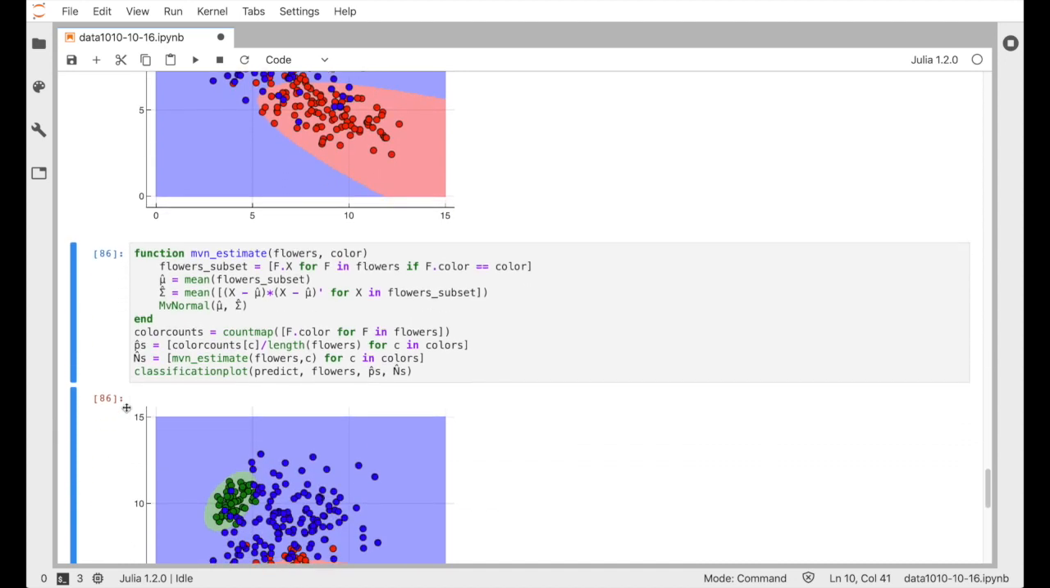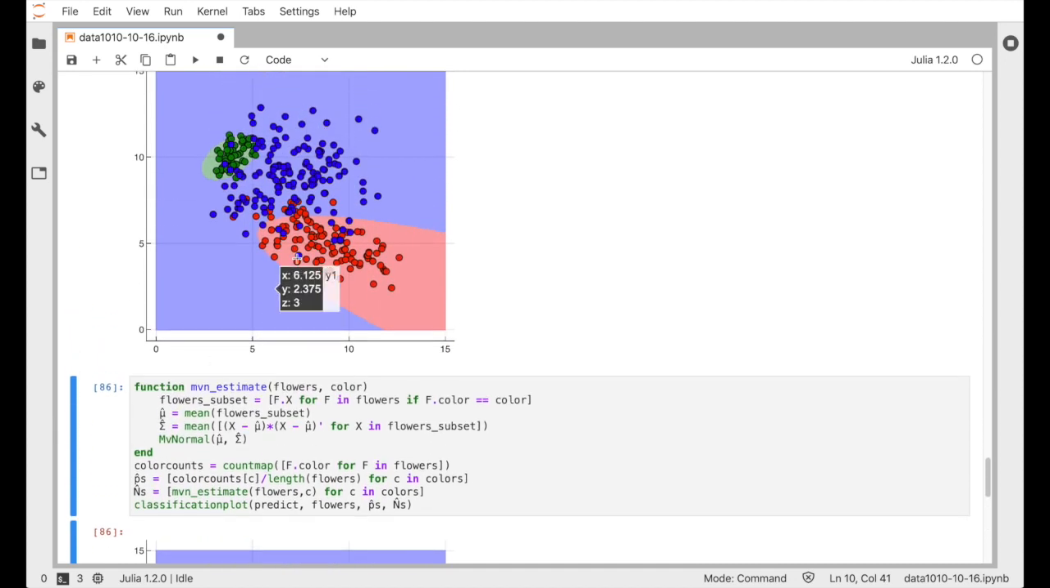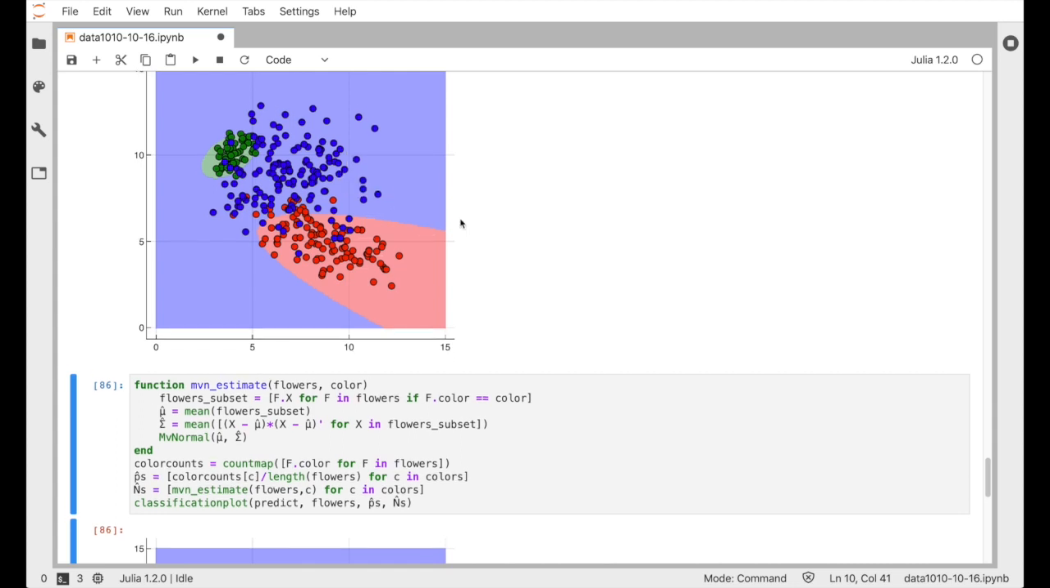And the reason it did such an effective job is because we have enough observations from each color to do a good job of estimating the proportions and the distribution that they came from. And since they actually came from a multivariate normal distribution, we get a very accurate picture of the density based on just estimating the mean and the covariance matrix.